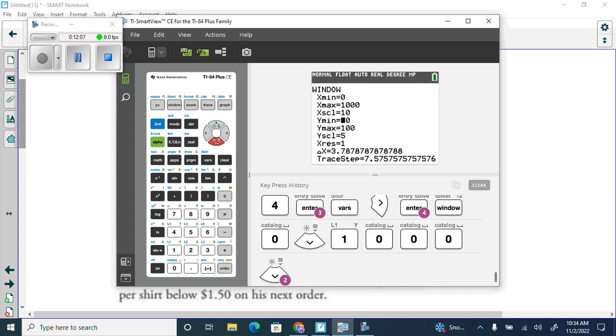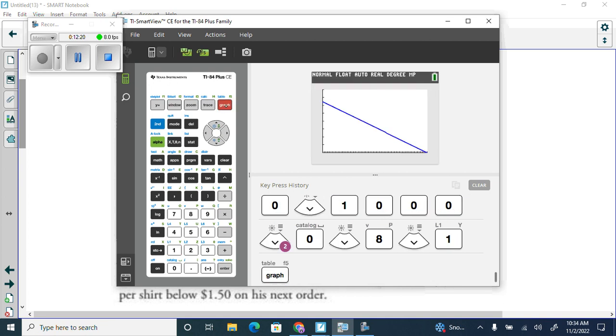And then this one, my y minimum cost per shirt would be 0. And the highest it is $5.20, so I'm going to do $8. I'm going to make it go up by 1. So I have a graph in front of me that's decreasing, which makes sense because the more shirts we buy, the cost of shirt goes down. That's how it works when you buy something in bulk.